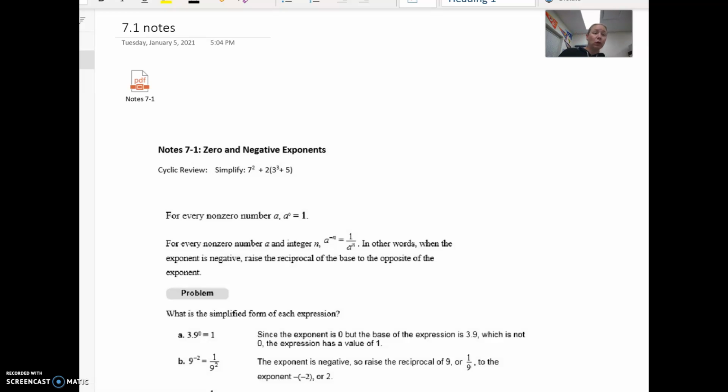Now, as I said today, we're going to pick off right where we left off, and we're going to start in chapter 7. So I hope you guys are ready to go. We're going to start with rules for zero and negative exponents. And there is a review problem here. I'm probably going to skip that for today and kind of just start going through the notes.